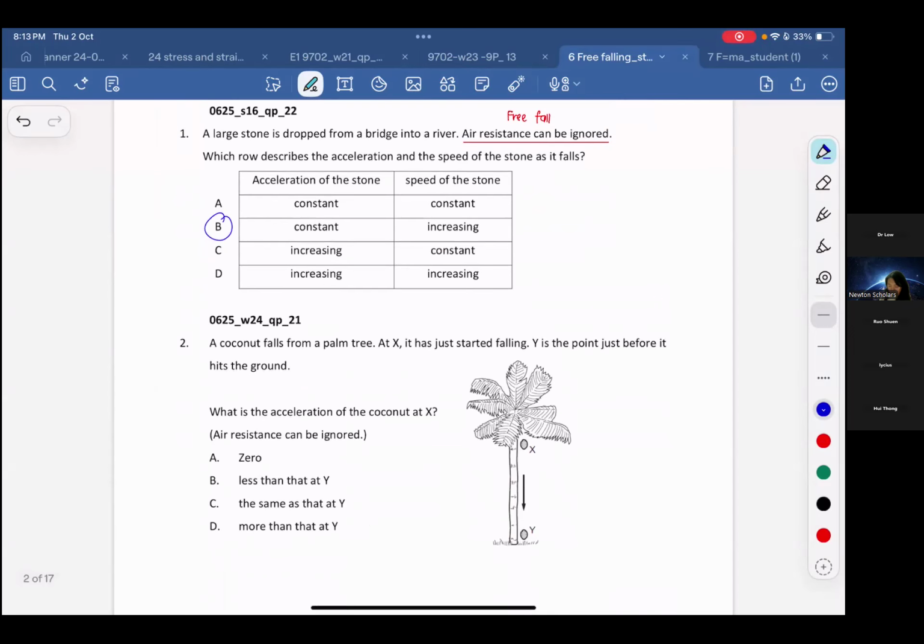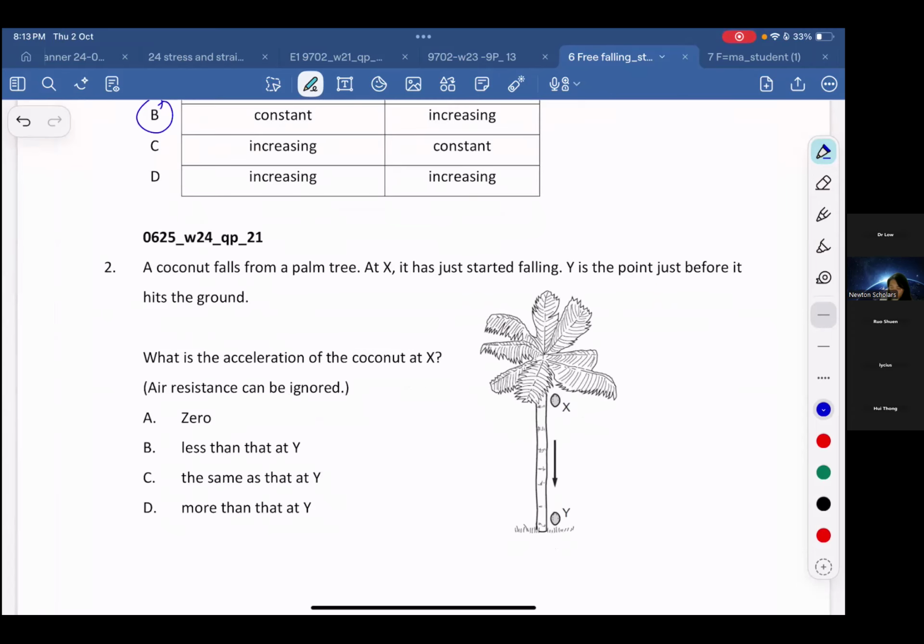Okay. Next, this is a 2024 question. A coconut falls from a palm tree at X, at this position at X. It just starts falling. Y is the point just before it hits the ground. What is the acceleration of the coconut at X? Air resistance can be ignored. So I know this question is asking about free fall.